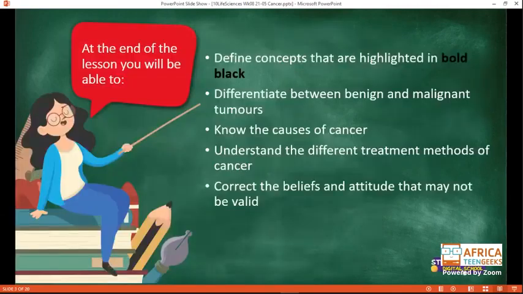Now, at the end of this lesson, I want you guys to be able to define concepts that are highlighted in bold black, to differentiate between benign and malignant tumors, to know the causes of cancer, to understand the different treatment methods of cancer, and lastly, to correct the beliefs and attitudes that may not be valid. Because in our communities, we have a lot of beliefs and attitudes towards a lot of things. So I want us to be able to correct some of these beliefs and attitudes that may not be valid with regards to cancer.